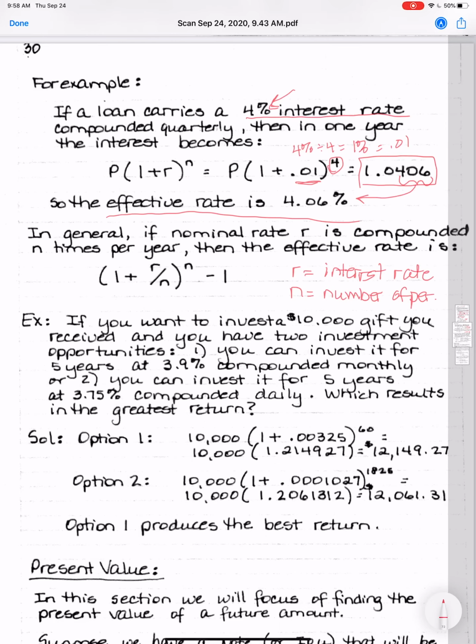Well, if we use what we've already learned from our compound interest formulas, we see that option number 1 is going to go to $12,149. And option number 2 will grow to $12,061.31. So the best option for us is going to be option 1.